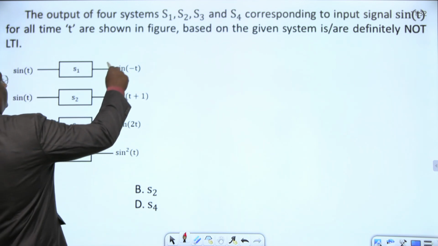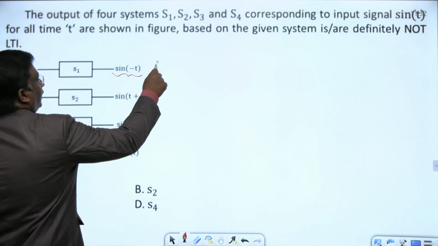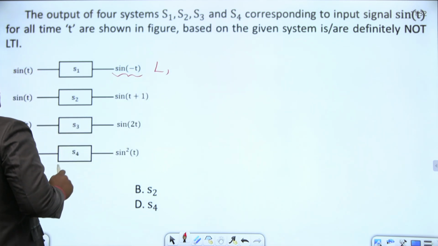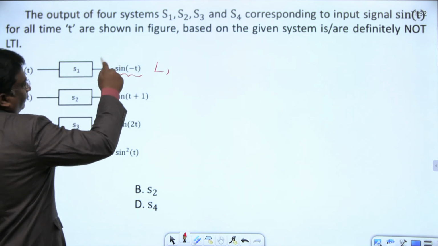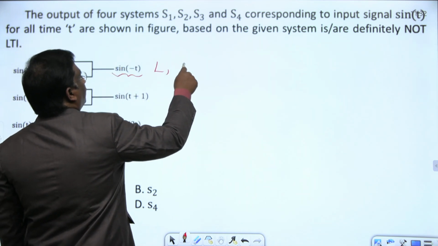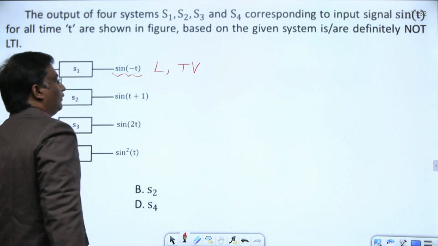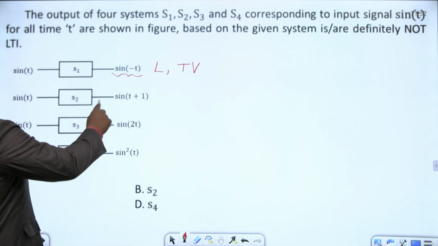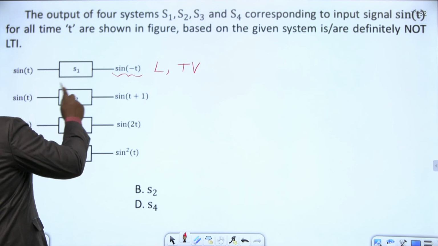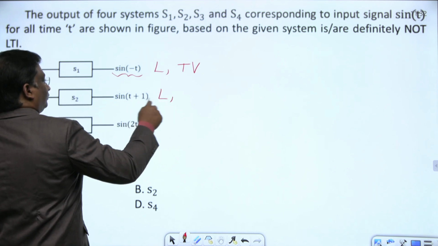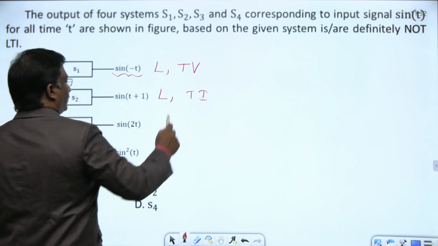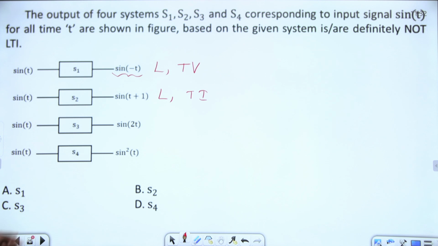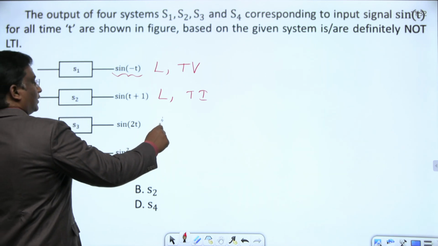If you notice here, this system will be linear. But if I delay the input by t minus tau, the output is delayed in a different way. It's a linear system but time varying system. This system, sin of t plus 1, is a linear system, and also a time invariant system. Here this system, sin of 2t, is also a linear system.